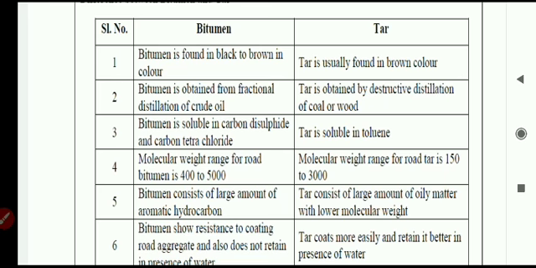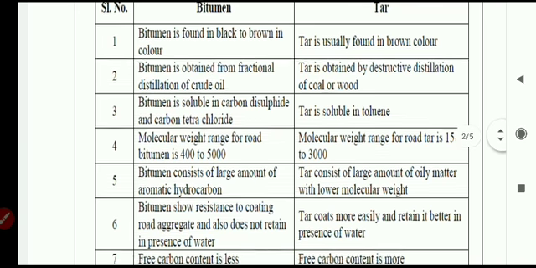That liquid will always be a viscous liquid. Next, bitumen is soluble in carbon disulfide and carbon tetrachloride. Tar is soluble in toluene. The molecular weight range for road bitumen is 400 to 5000. The molecular weight range for road tar is 150 to 3000.